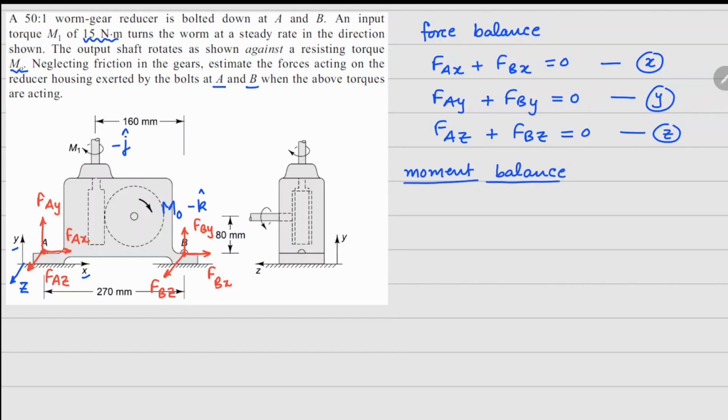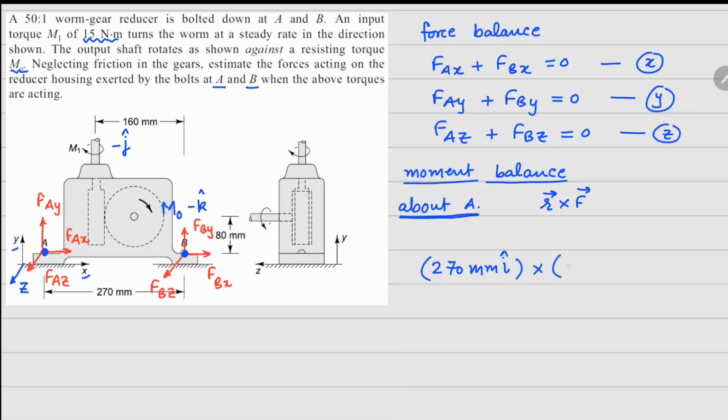Since we are looking for these forces, first we'll take the moment about point A. That way all the forces at B will appear in the equation. If I am taking moment about point A, these are the only forces that will give you moment there, and if you use the idea of R cross F, the forces are at this point, so your R vector is going to be A to B, which I can write as 270 mm i cap, and your forces here are going to be FBX i cap plus FBY j cap plus FBZ k cap.